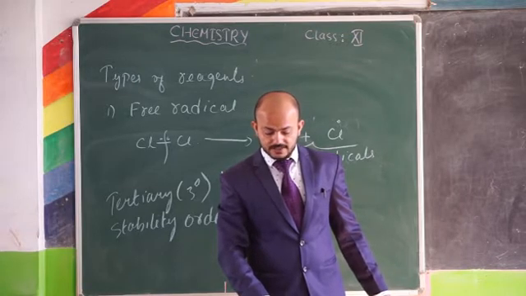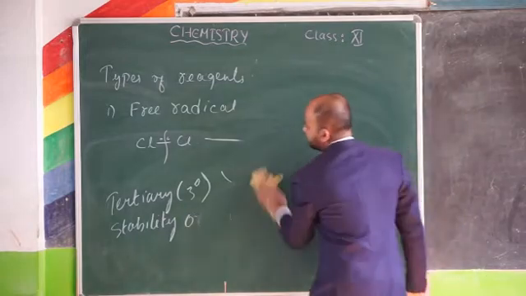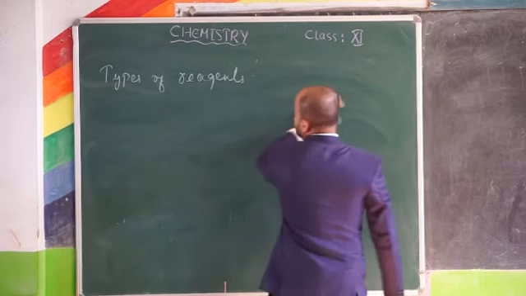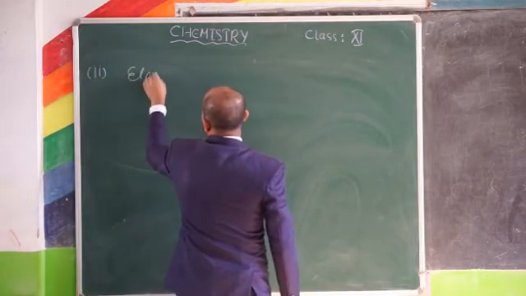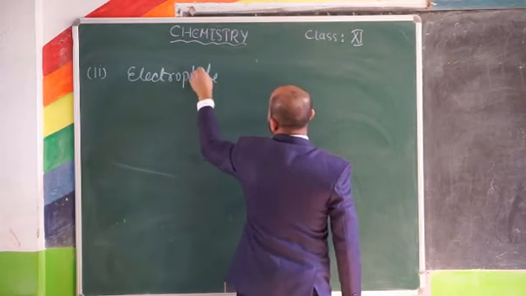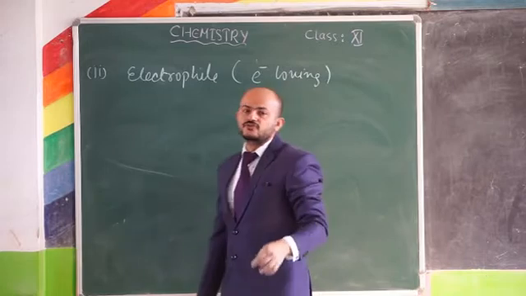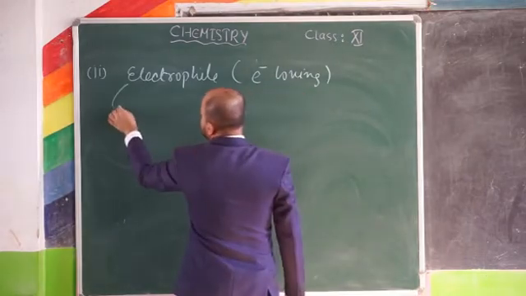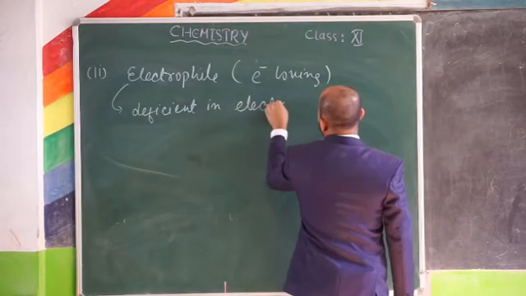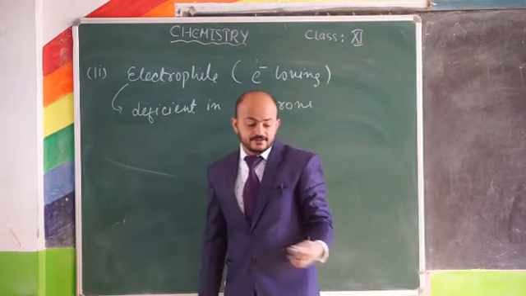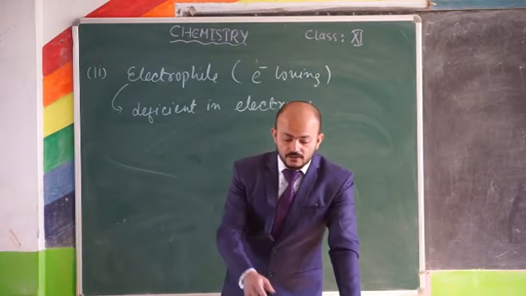Now let's discuss electrophiles or electrophilic reagents. The next reagent, the second type of reagent, is the electrophile. Electrophiles are electron loving. Electrophiles are those reagents which are deficient in electrons. Okay? They could either have a positive charge, or they could have some of their orbitals vacant.